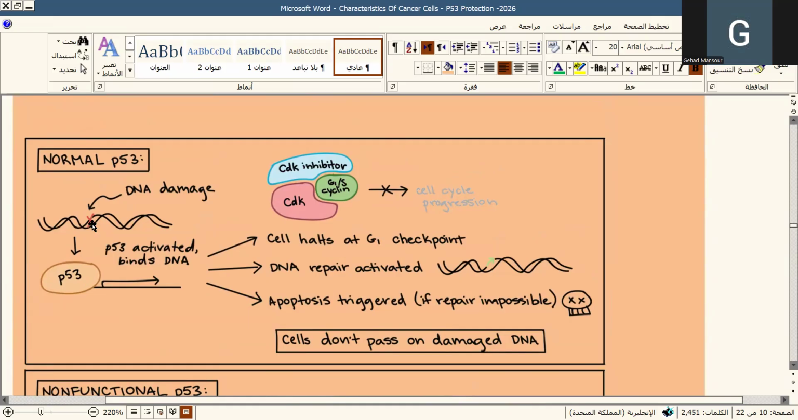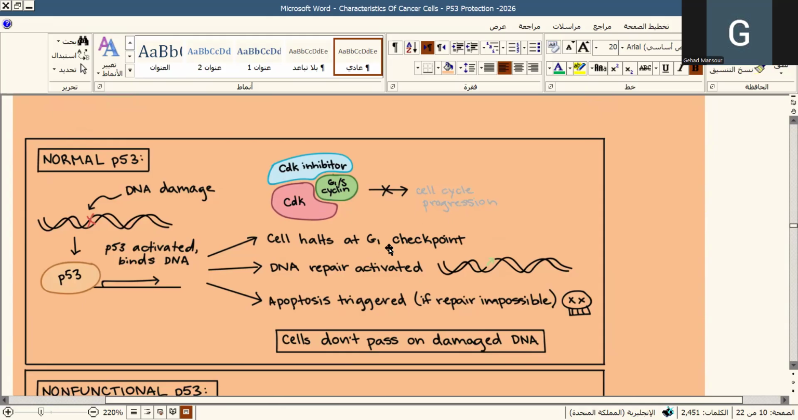Here you can see that there is DNA damage, and the DNA damage is sensed by a sensor protein. The sensor protein will activate P53, and the activated P53 will bind to the damaged area of DNA and thus activate an inhibitor, and that protein inhibitor inhibits what? It inhibits the cyclin-dependent kinase in this complex. When it binds with this complex, it inhibits, as you see the cross here, cell cycle progression.